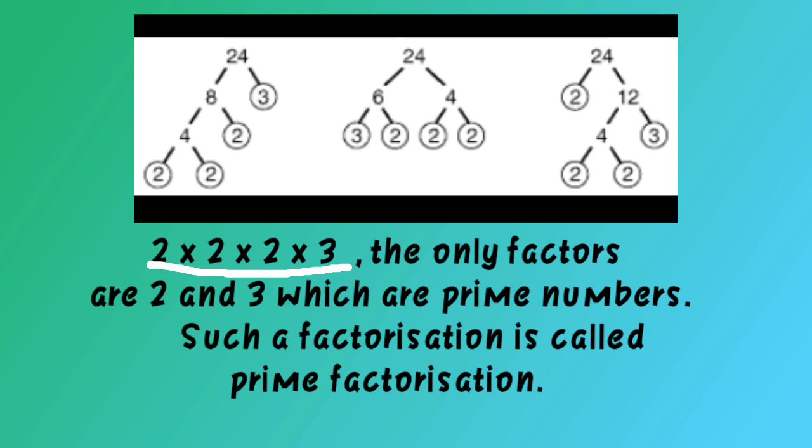In this factorization, the only factors are 2 and 3, which are prime numbers. Such a factorization of a number which contains only prime numbers as its factors is called prime factorization.